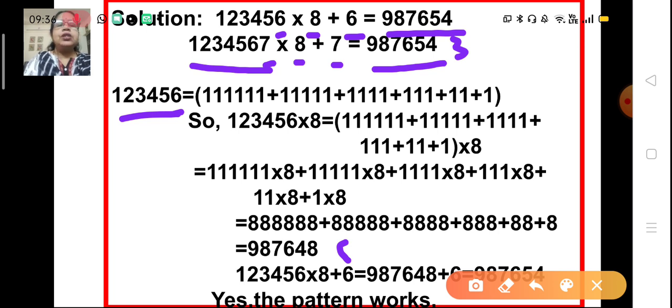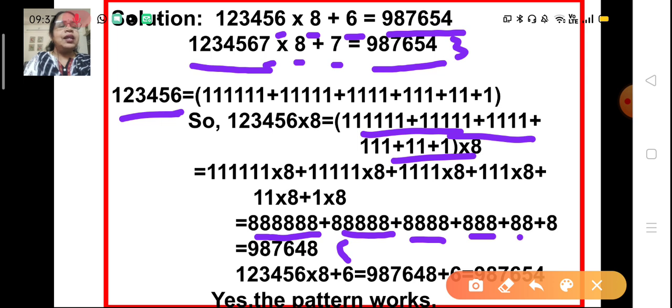When we multiply this with 8, we have to multiply this expanded form by 8. All right. So what do we get? We get 8,88,888 plus 88,888 plus 8,888 plus 888 plus 88 plus 8, isn't it? We are considering the first example. Please remember that. Alright. So, when we add these numbers, what do we get?